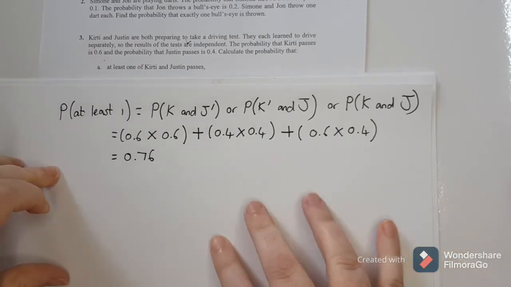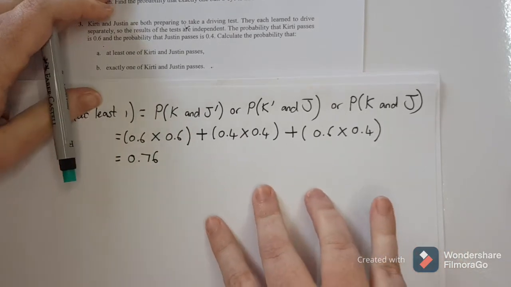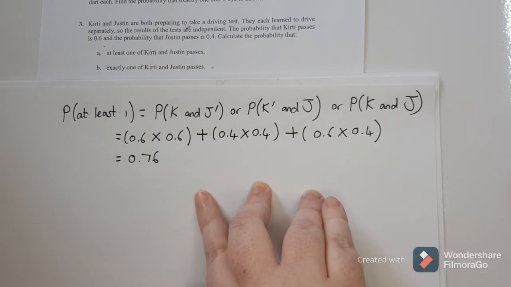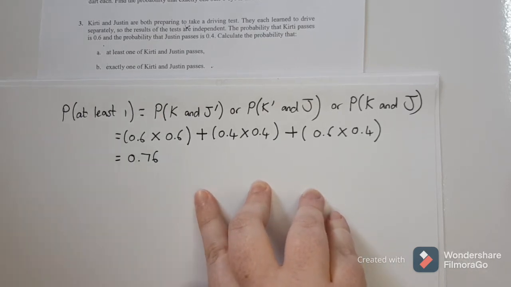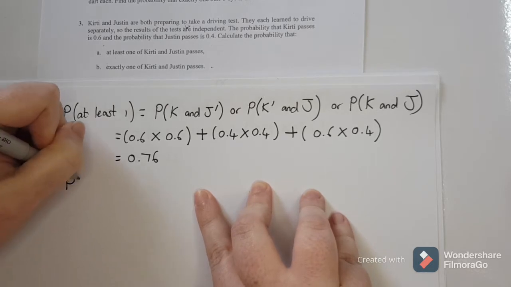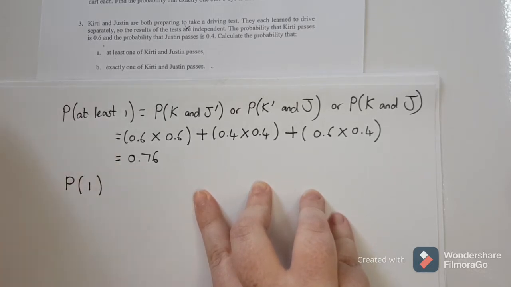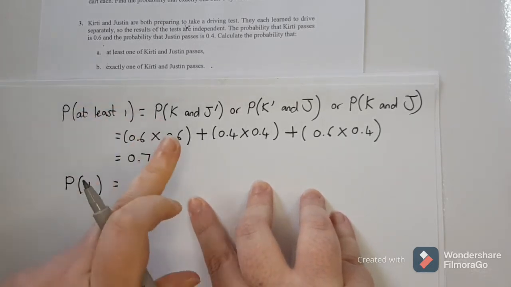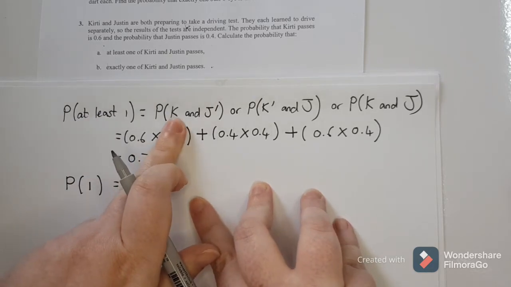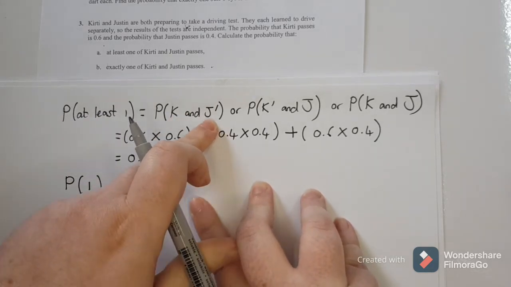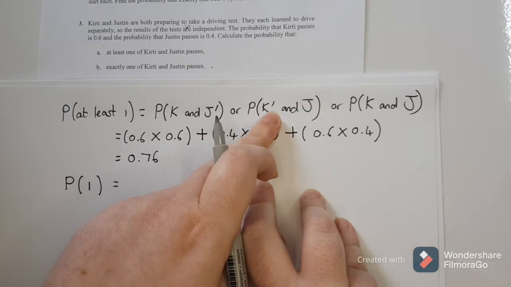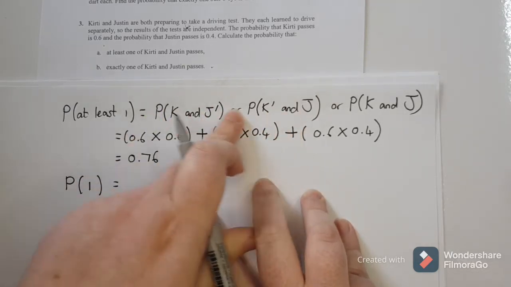And then exactly one of Kurtie and Justin passing, that means only one of them. So the probability for just one passing means it's got to be Kurtie passes and Justin doesn't, or Kurtie doesn't and Justin does, because that's just the one of them.